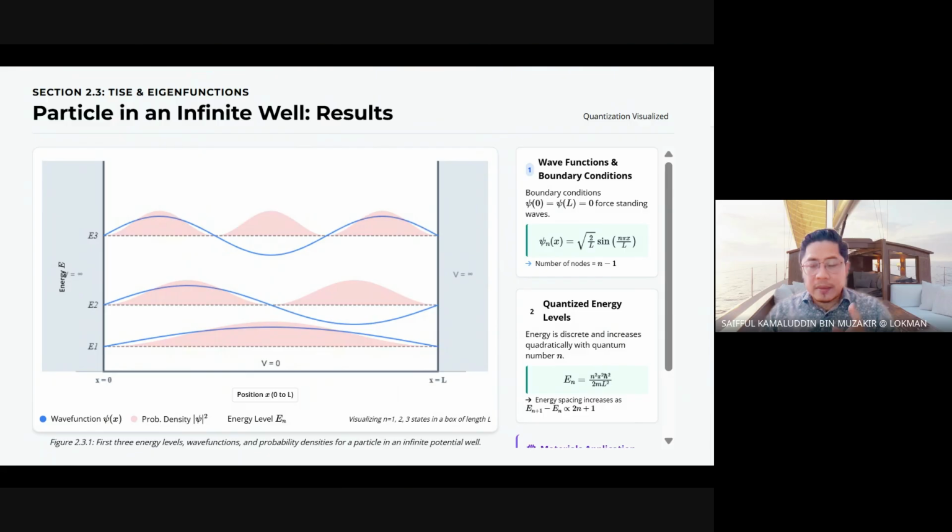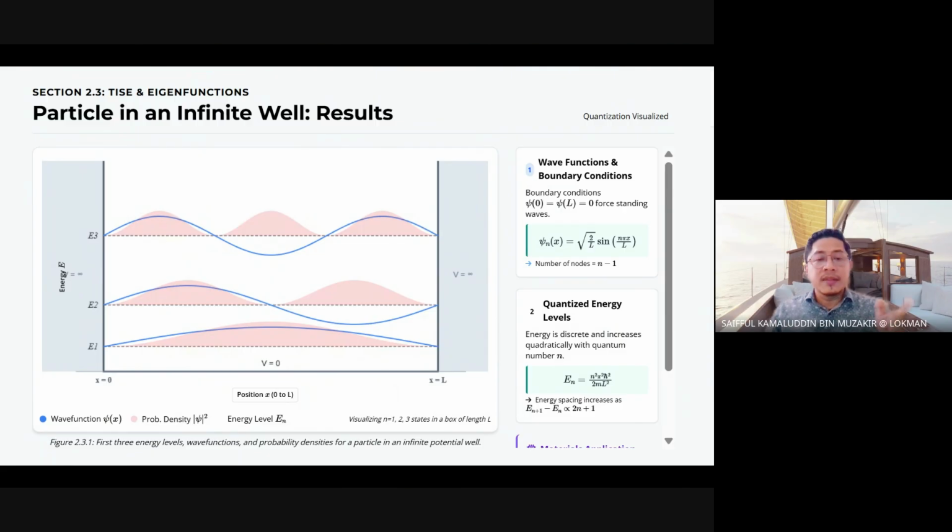As I mentioned, notice two things. First, as the quantum number increases, the wave function develops more nodes. Group 5 already knows this. Quantum number n equals 2, the nodes equal 1. Quantum number equals 3, the nodes equal 2.